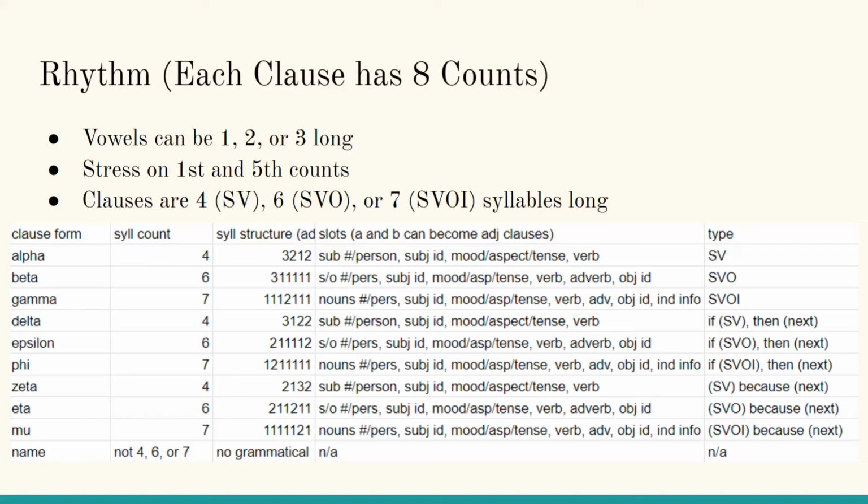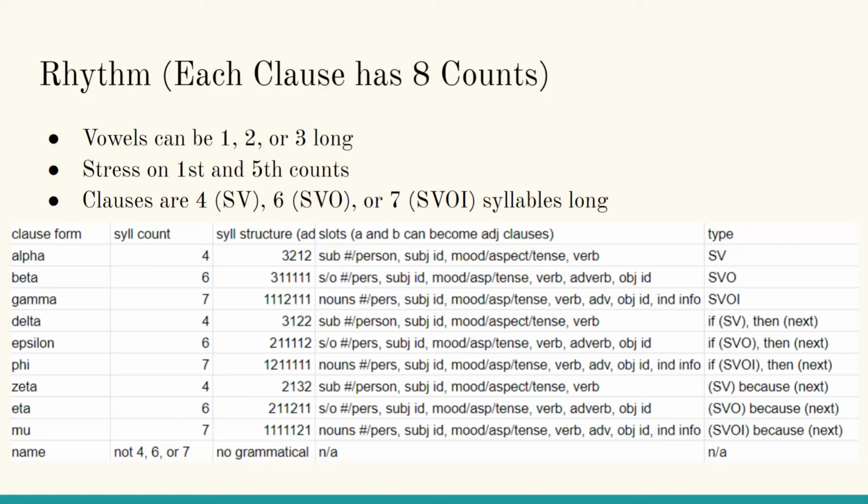The 6-syllable clauses have a subject and object number and person slot, a subject ID slot, aspect mood tense slot, verb slot, adverb slot, and object noun ID slot. Object and subject ID have the same pool of nouns, but they're scrambled around so that the same syllable carries a different meaning. The 7-syllable clauses are mostly the same as the 6-syllable ones, with a few differences.